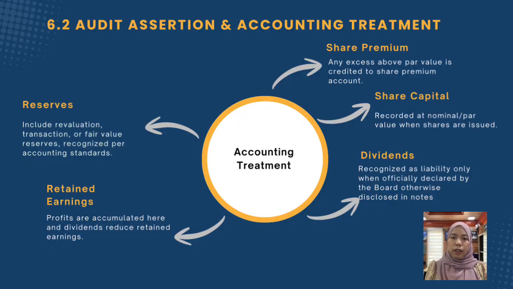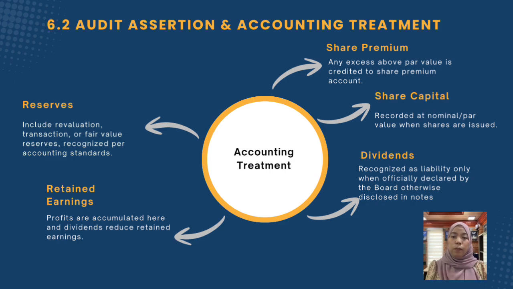Next is retained earnings, which represents the accumulated profits of the company over time. These profits are not distributed to shareholders but are kept in the business for reinvestment or future use. When dividends are declared, retained earnings will decrease because part of the profit is distributed to shareholders.